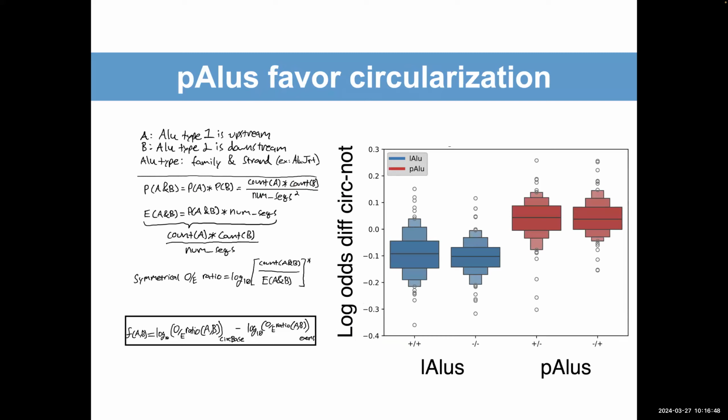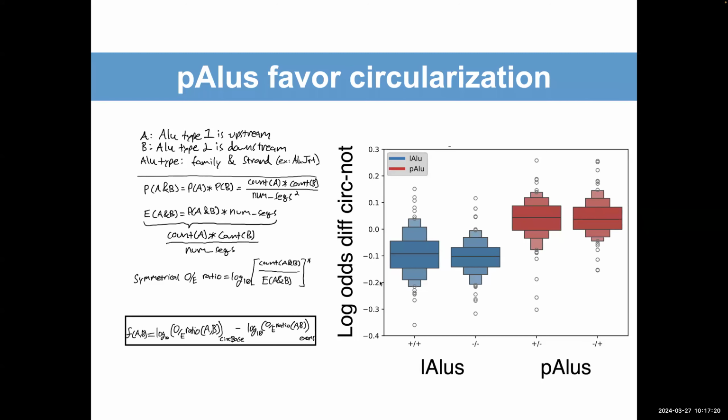And fortunately, because we have the T2T human genome, and we also have a very large amount of RNA sequencing on it, we know across many, many tissues where there are circles and where there are not circles. So we have a very large N. And so this allows us to do this calculation, and we can see that the log odds ratio of circularization versus not is higher in PALUs versus LALUs. This is statistically significant.